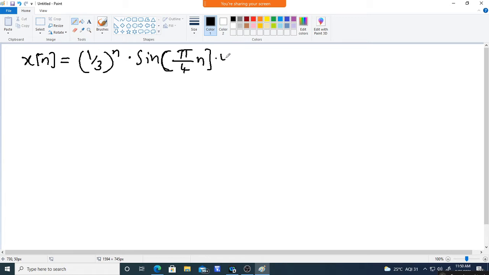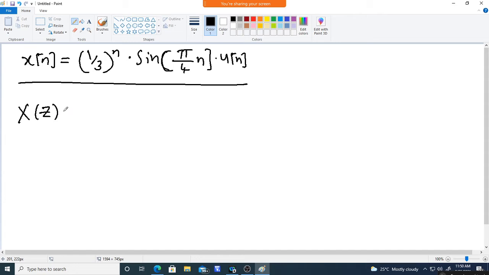So this is the input signal which is given. Now we need to find out what is X of z, the z transform. Then you need to find out what is the ROC. So now take this one, X of z, and try to find out. I need to get the answer from you people.